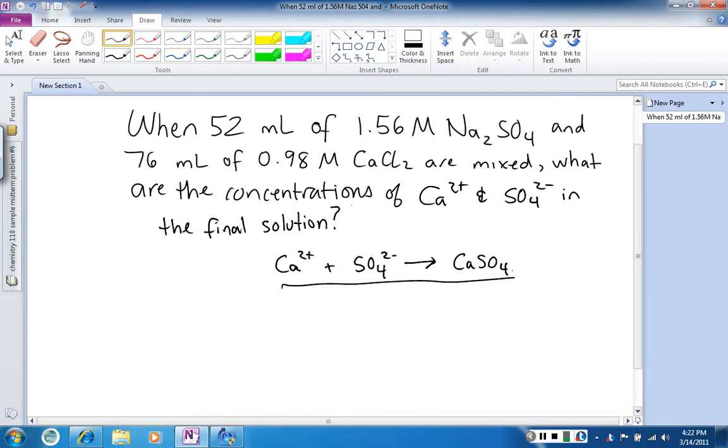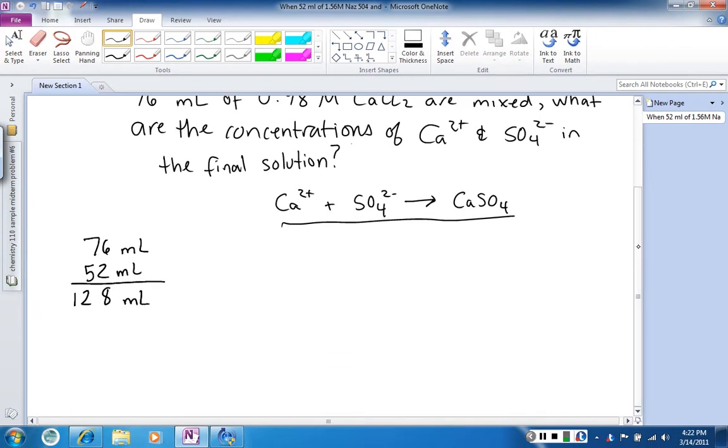So you've got 52 milliliters of a certain concentration of one solution and 76 milliliters of a certain concentration of another solution. The first thing you got to do is figure out your total volume, which is pretty straightforward. 76 milliliters plus 52, 128 milliliters. Okay.